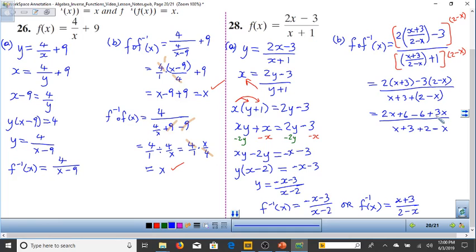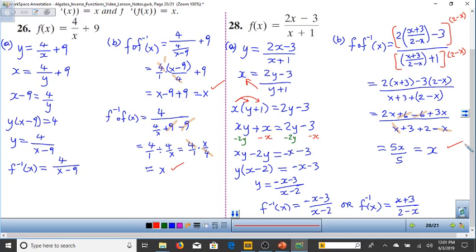Two x plus 3x is 5x. And of course, 6 minus 6 is 0. 3 plus 2 is 5. And x minus x is 0. So we end up with x. Because of space, I won't do f inverse of f of x, but it's done similarly. So I will encourage you to check that one on your own. So our function is correct.